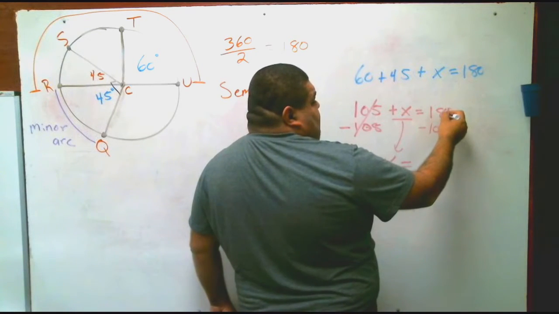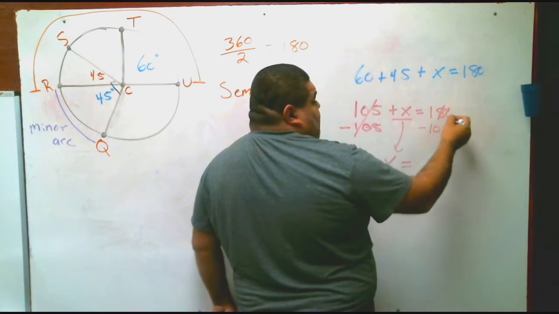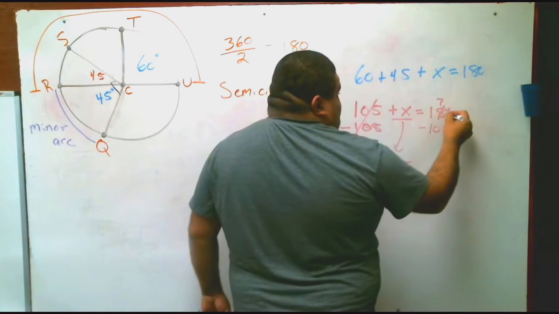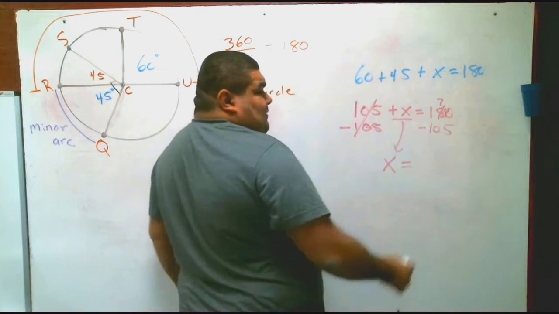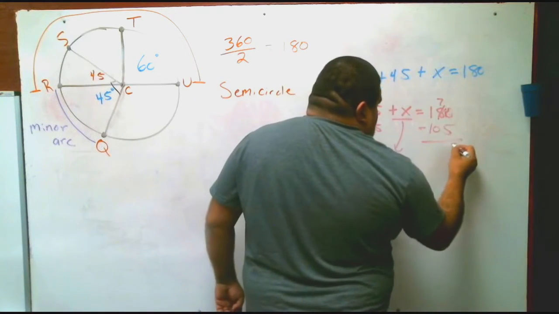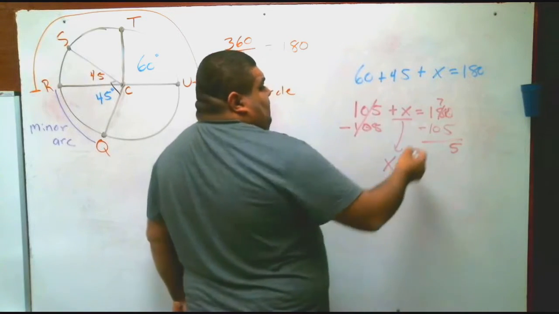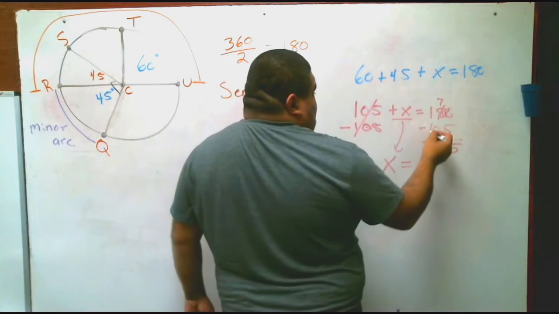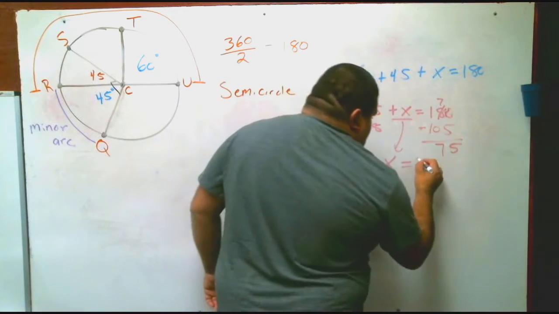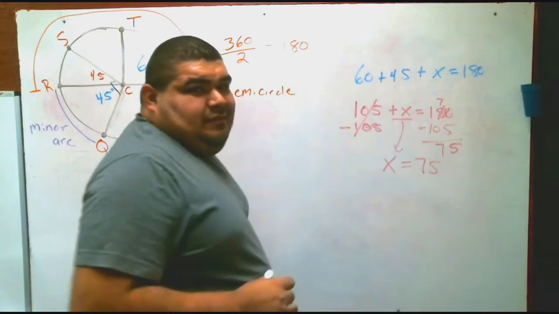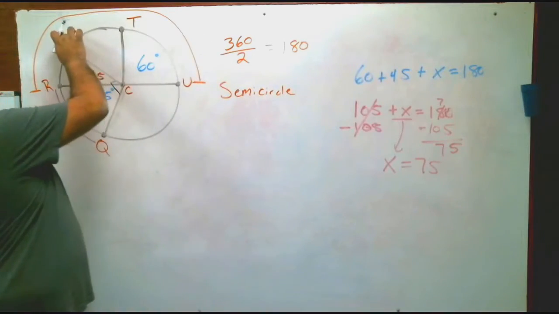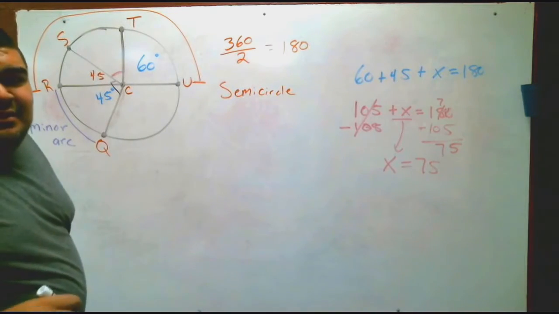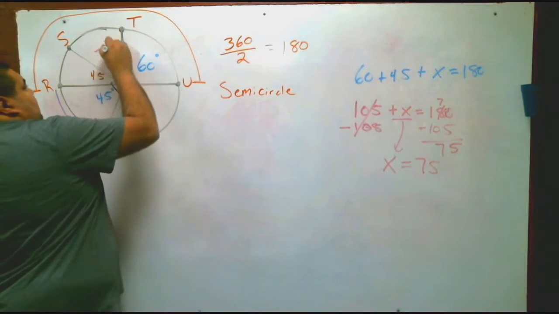since 8, we have to borrow, because 0 minus 5 doesn't work out. 0 has to borrow from 8, so 8 becomes 7, and 0 becomes 10. 10 minus 5 is 5. 7 minus 0 is 7. And 1 minus 1 is 0, right? So the answer is x equals 75. So that means that ST, this angle here between ST, is 75 degrees.